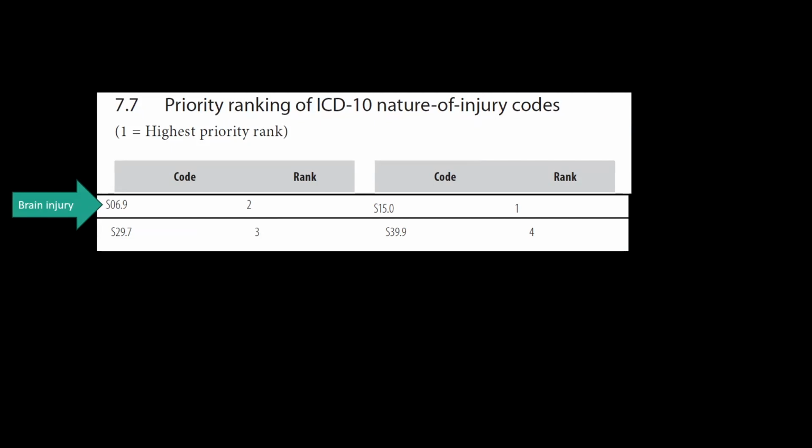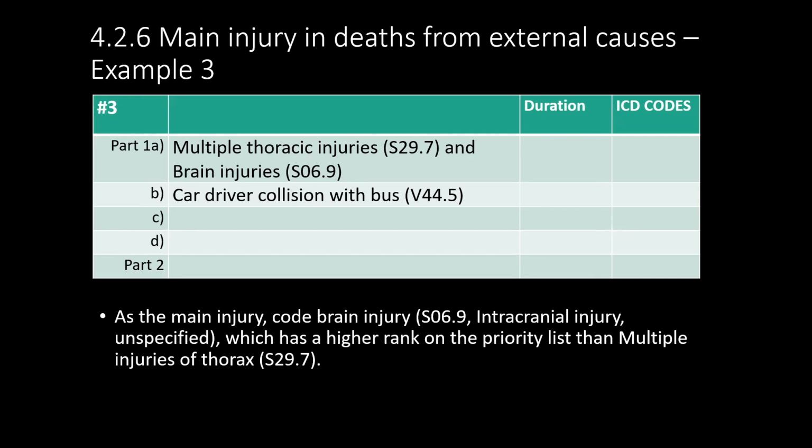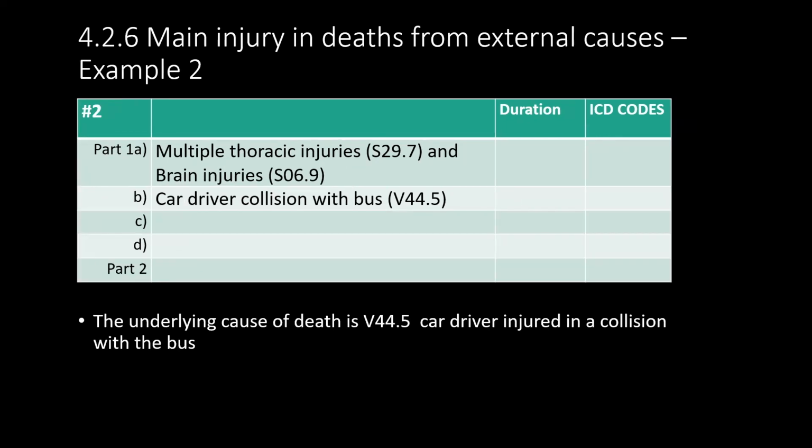brain injury S06.9 rank is 2, and for thoracic injury rank is 3. As the main injury, code brain injury S06.9, intracranial injury unspecified, which has a higher rank on the priority list than multiple injuries of thorax S29.7. For this example, the underlying cause of death is V44.5, car driver injured in a collision with the bus. Main injury is S06.9, brain injuries.